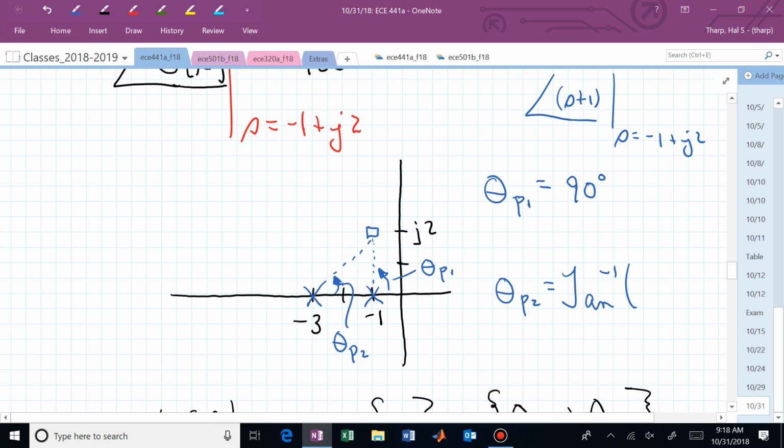What's the angle of the pole at -3? And now, do you see how I cooked this example up so we didn't have to have our calculator?